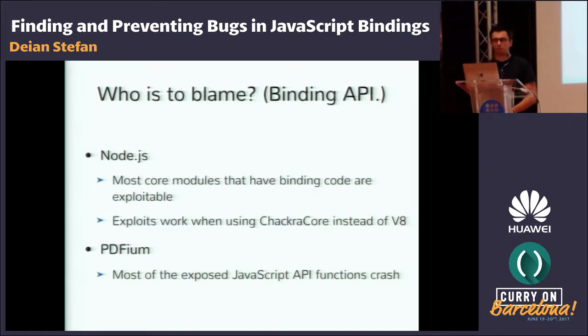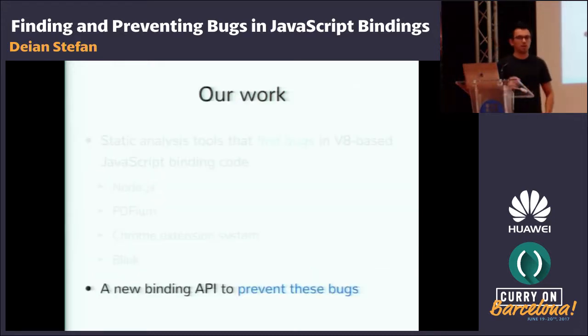The first one is, if we look at what we've actually flagged, we've managed to flag most of Node's core libraries. So pretty much if you take a Node core library, you can get it to crash. In fact, you could get it to crash even when Node runs on Chakra Core, which is a different engine, but it basically provides a V8-like interface, at least for Node. And similarly for PDFium, we've managed to crash most of the APIs that they expose to JavaScript as well, right? So that means that people are seriously misusing these APIs, and we need to rethink how these APIs are presented to developers. And this is exactly what we did, right?